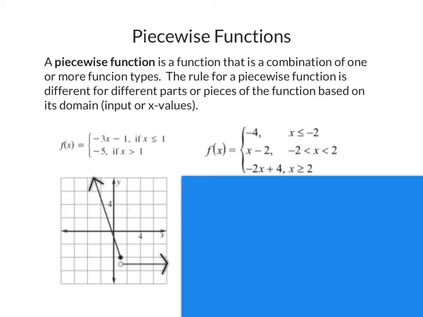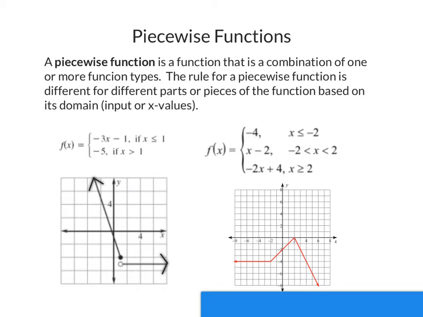Our second example, we have a function that has three parts to it. Notice we have 1, 2, 3 parts with 3 different domains, and we have 1, 2, 3 distinct parts of our function as well. Please take a moment to pause this video and record these examples in your notes.